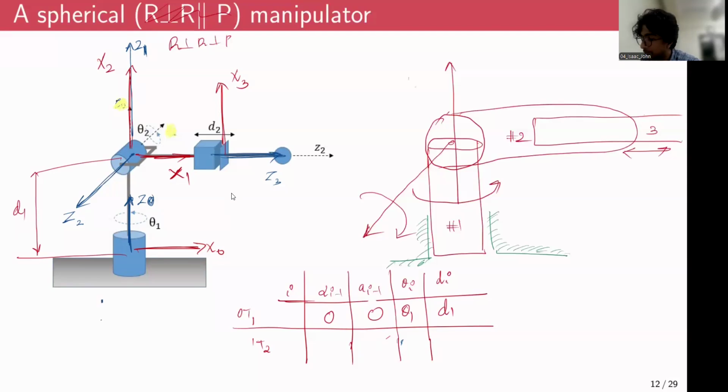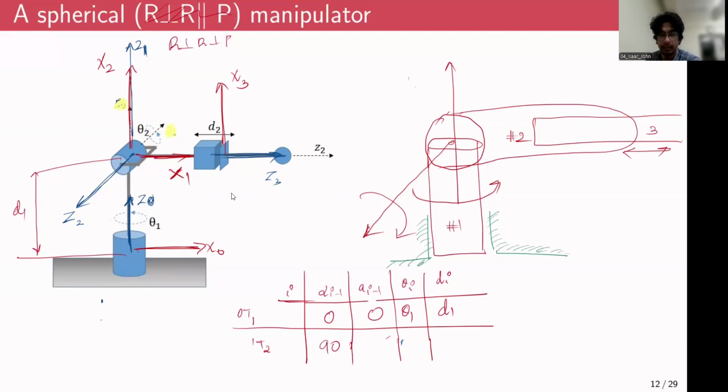Now, what about the transformation between the first and the second frame? So again, considering the link twist angle, Z1 is like this, Z2 is like this. You have to rotate 90 degrees about X1 so that Z1 and Z2 will coincide. So the link twist angle is 90 degrees.